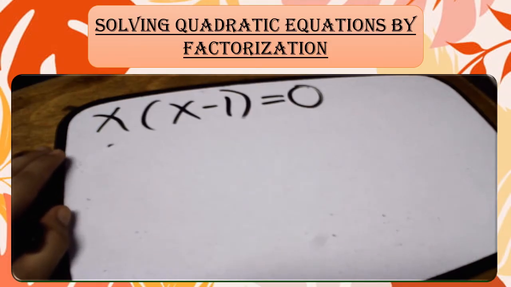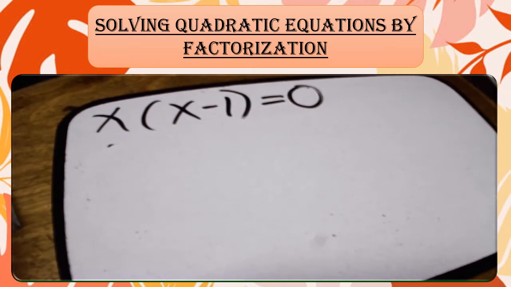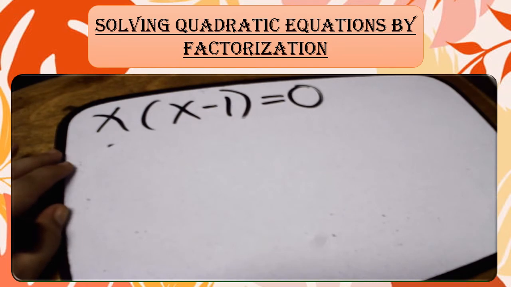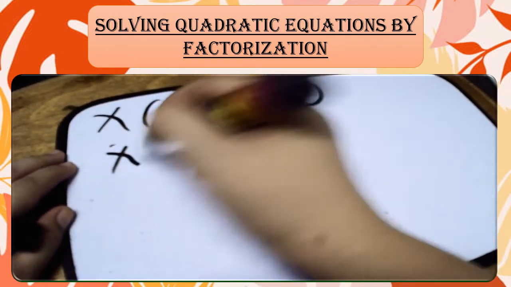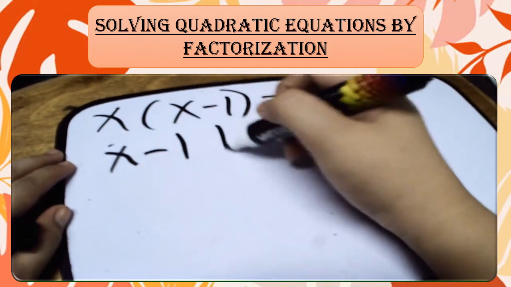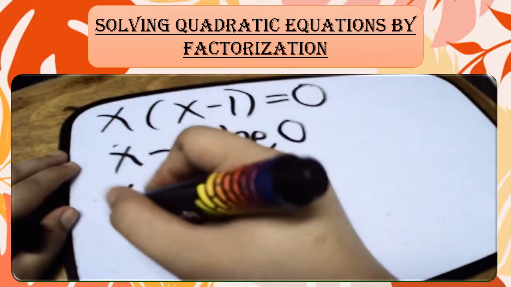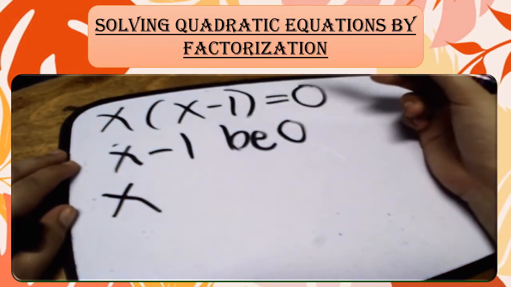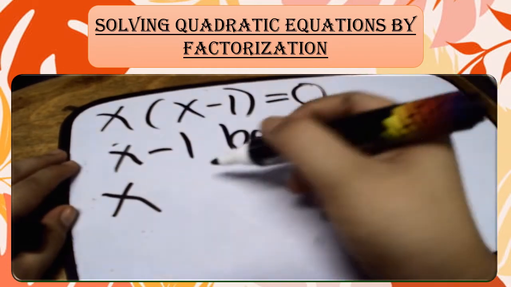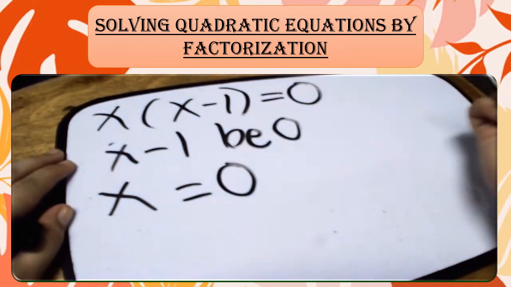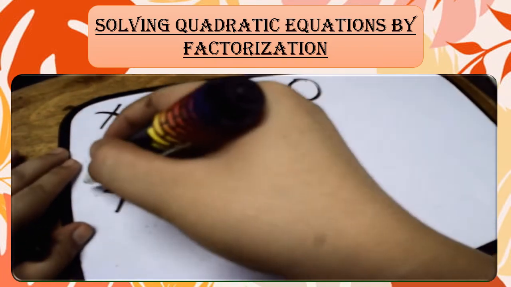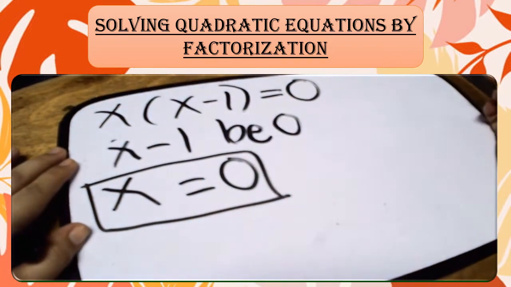Now let's solve a quadratic equation by factorization. We're going to solve for the values of x. So now let's have the first x. To get the first x, let x minus 1 be 0. So copy the first x. Since x minus 1 doesn't have any value, let's proceed to equal to 0. So it's done. The first x is equal to 0.